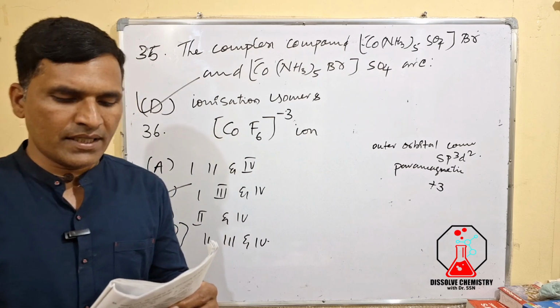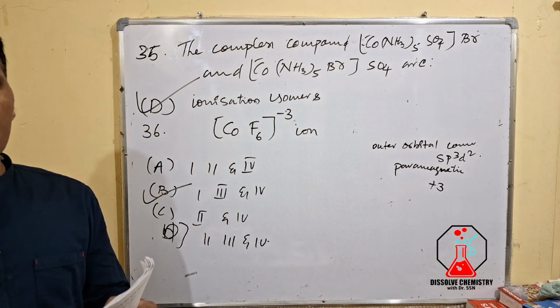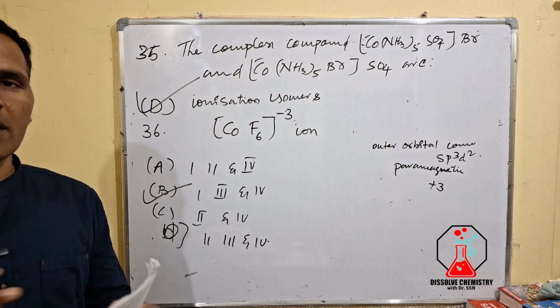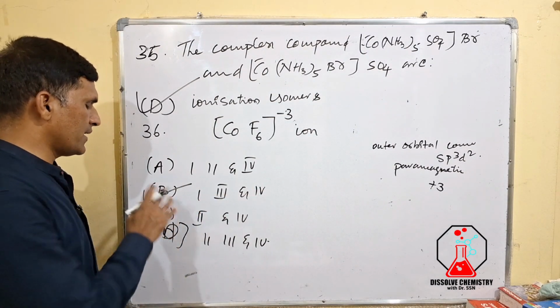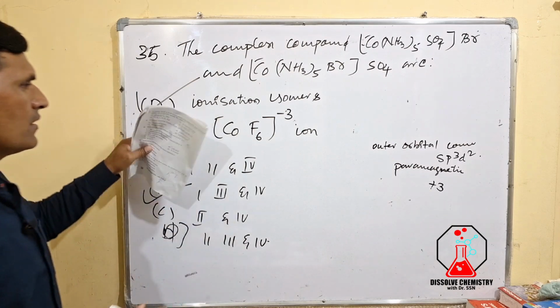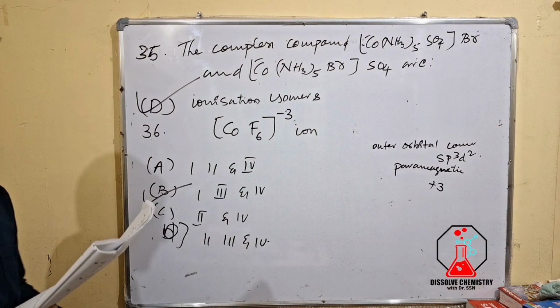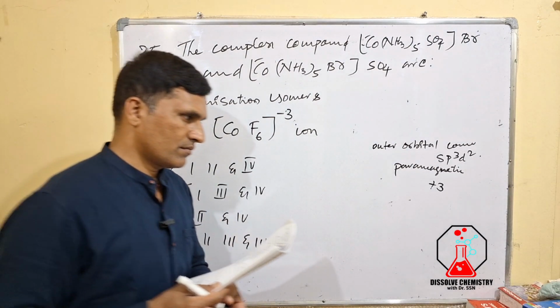coordination number of cobalt is 3 and oxidation state is +6, it is wrong, and all other statements are correct. That is, 1, 3 and 4 statements are right. So therefore your option is B in the 36th question. Okay, let us move on to the next question.